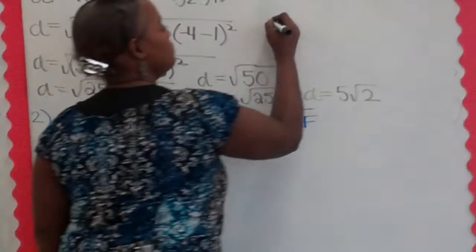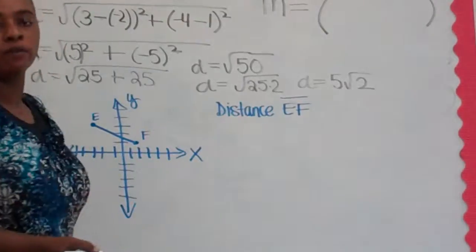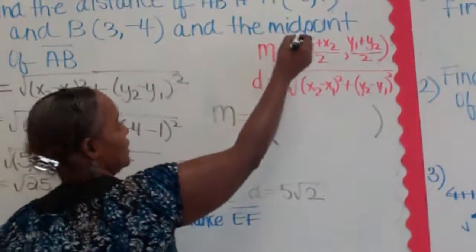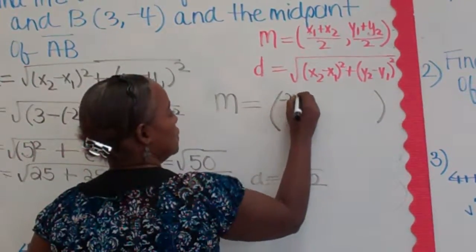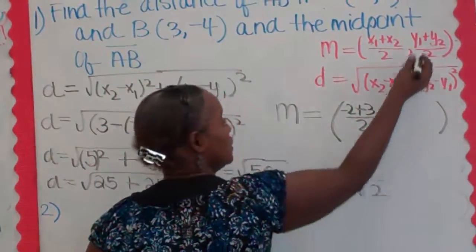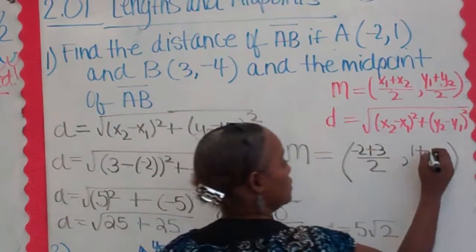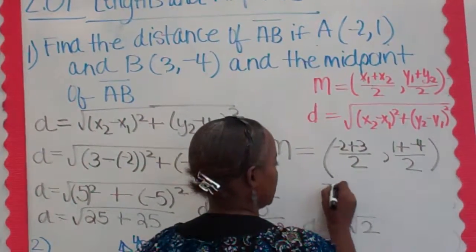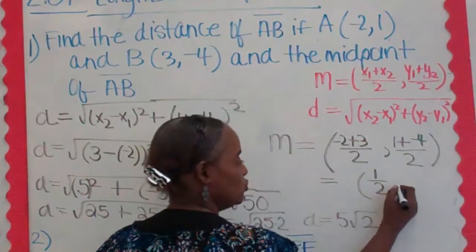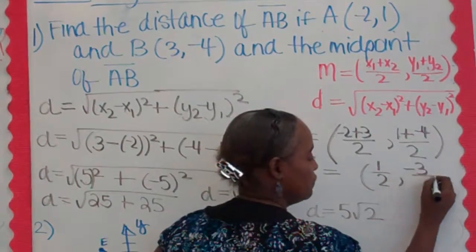Okay? All right, now the midpoint is much simpler to find. It is a point. So you have an ordered pair. And now it says to add your x's and divide it by 2. So I'm going to take the first x plus the second x, divide that by 2, comma, the first y plus the second y, divide that by 2. So this is equal to -2 plus 3, which is 1, divided by 2, which is 1/2, and 1 plus -4 is -3, divided by 2.